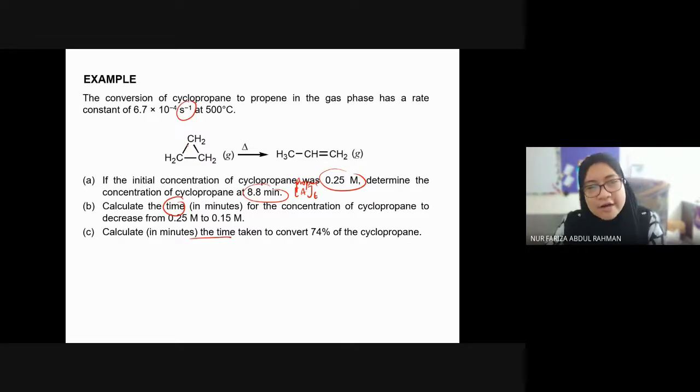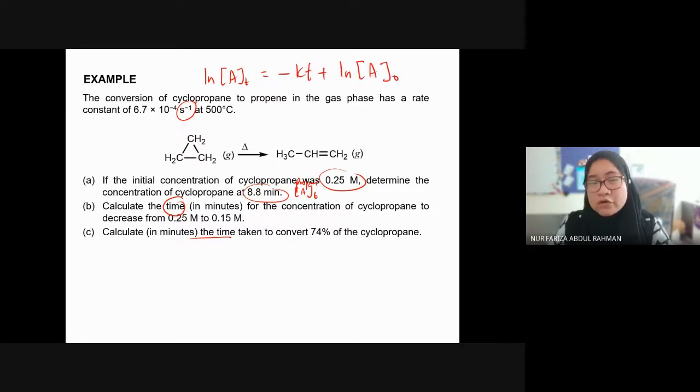Okay. Alright. So let's go for A lah. Okay. Cuba practice lah. What is the integrated rate law? So far yang kita dah tengok tadi, okay, cuba practice. Boleh tak tulis ln A at T time is equal to negative kT plus ln A0. No. This is the formula. You ada ln. Okay, this is for first order.